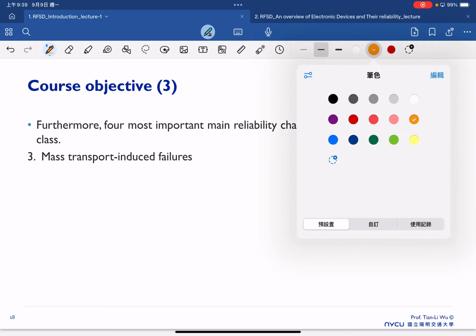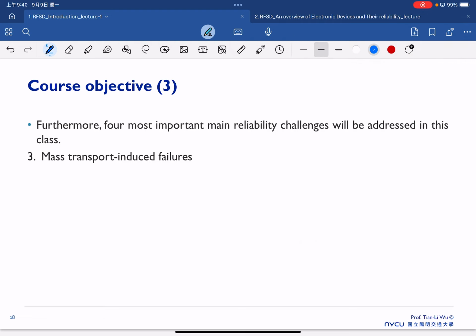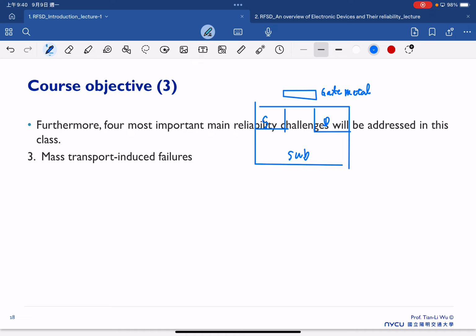Imagine that we have one transistor. Last time we always used the MOSFET as an example. So if we have the MOSFET structure like this one, this is our source and drain on a substrate, and then we have the gate metal on top. But actually, our real device not only contains this gate, source and drain. Our real manufactured device actually includes lots of interconnection lines and lots of passivation to protect our device.